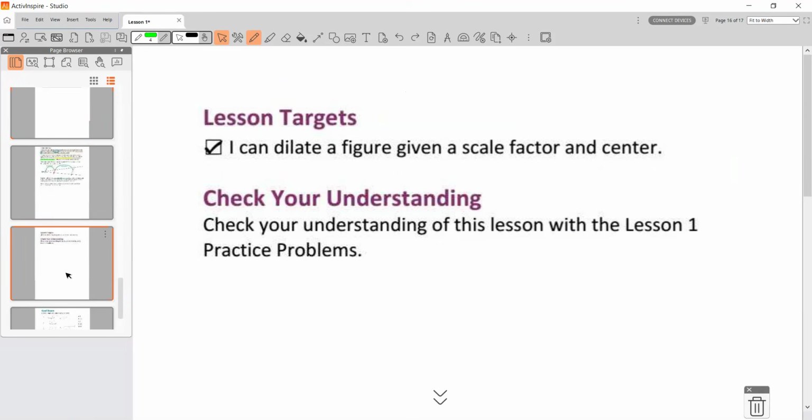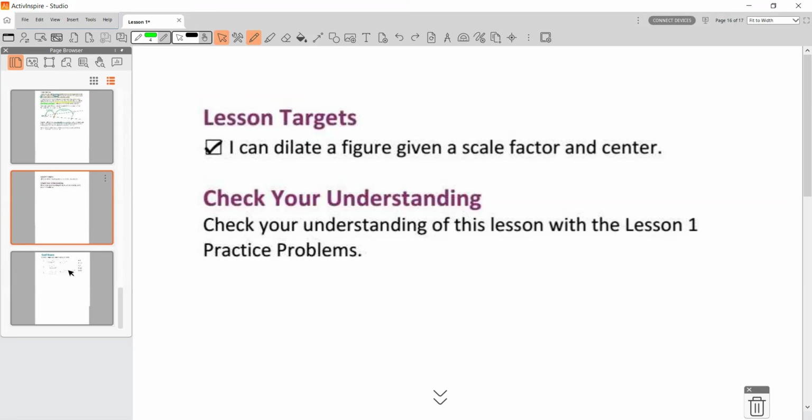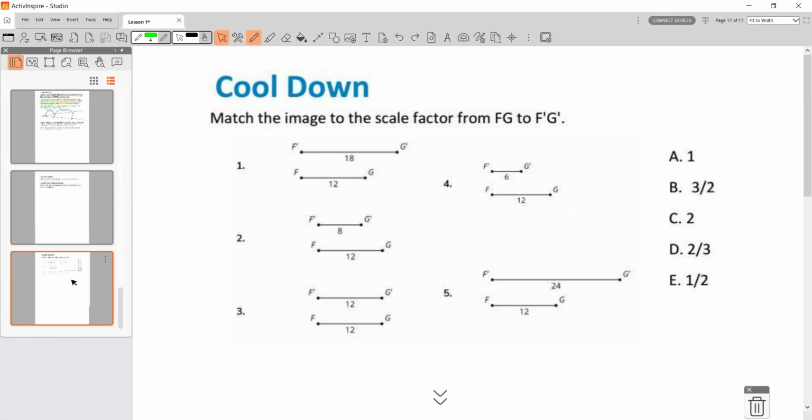Okay, so hopefully now you know how to dilate a given figure, given a scale factor and the center. And then you can work on the lesson 1 practice problems to check your understanding. I do have a video for that if you would like to check it out. It's Unit 3, Lesson 1 practice problems for geometry. You can also work on this cool down to try to match these scale factors to these pictures. Make sure that you notice the originals don't have primes, right? So here's your original F to G. So look for that in each drawing.